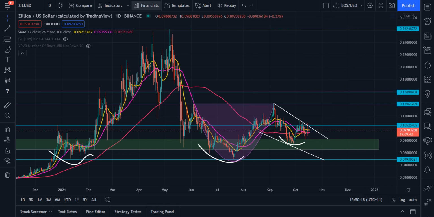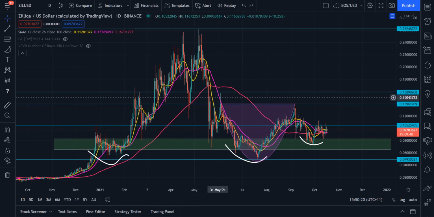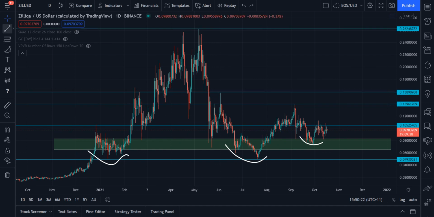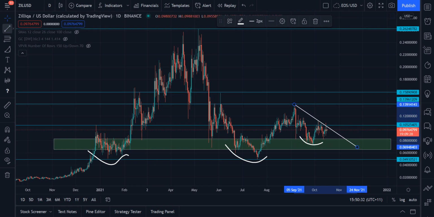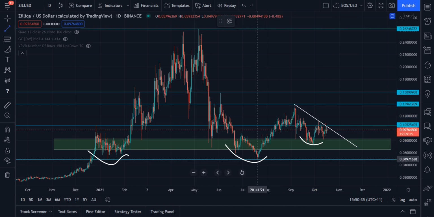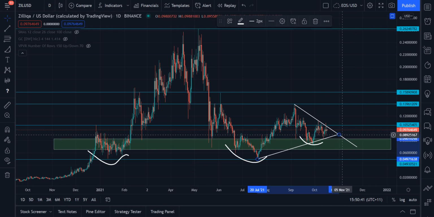We can remove this cup and handle, and then we can draw our other pattern that we're seeing on Zilliqa. That pattern would seem to be some sort of triangle. There's many ways we could draw this triangle. I'm going to draw it the most simple way. I'm going to take it from September, draw down this triangular pattern, and I'm going to take this low here at July and draw it to the upside. And then we can see a few tests of that range here.